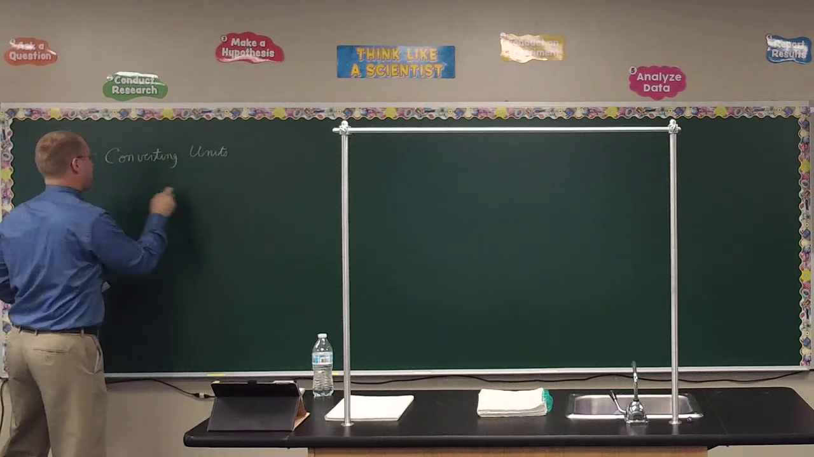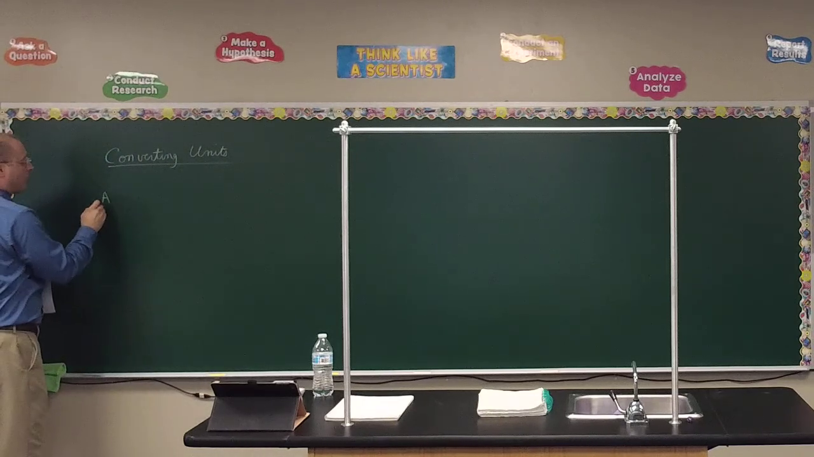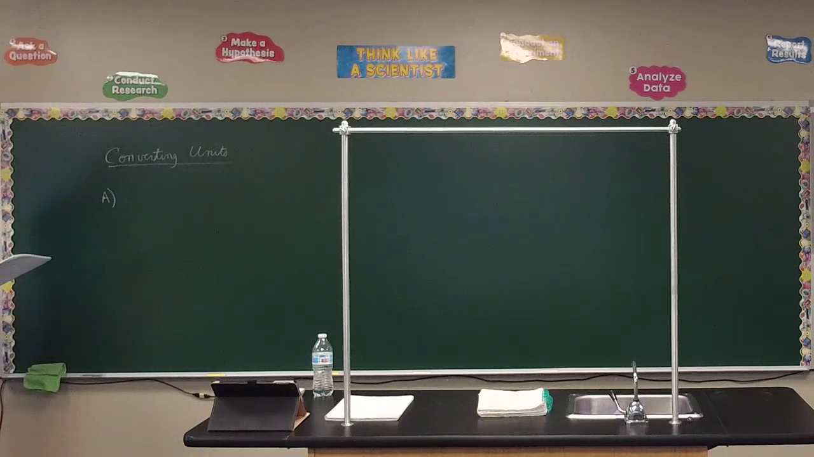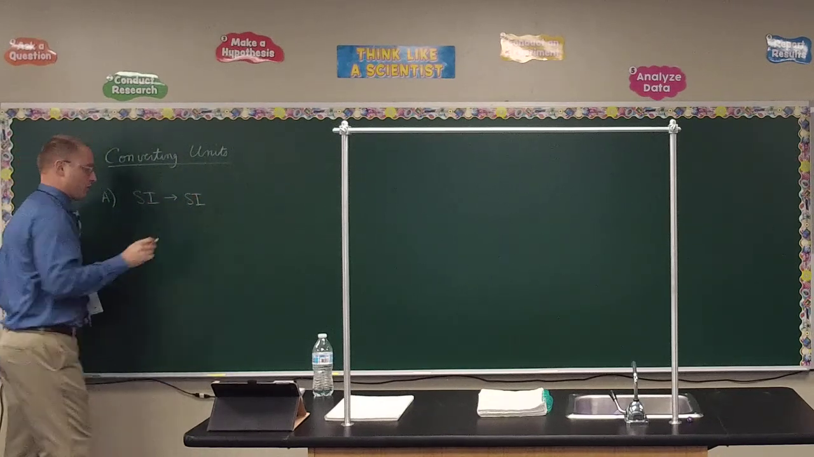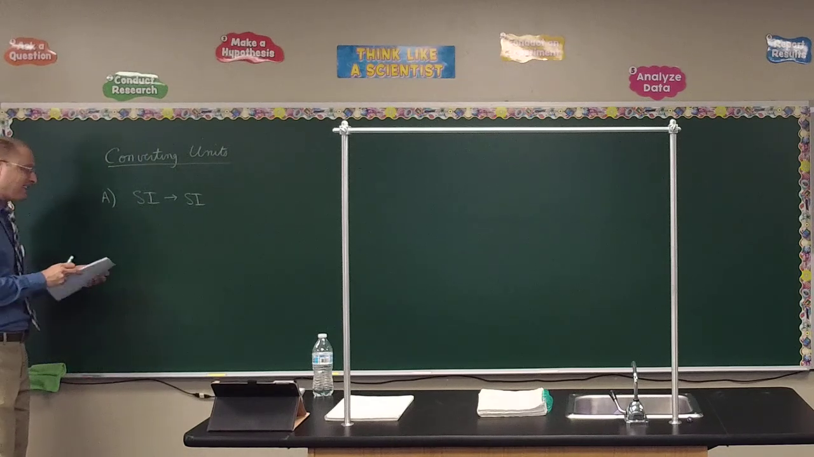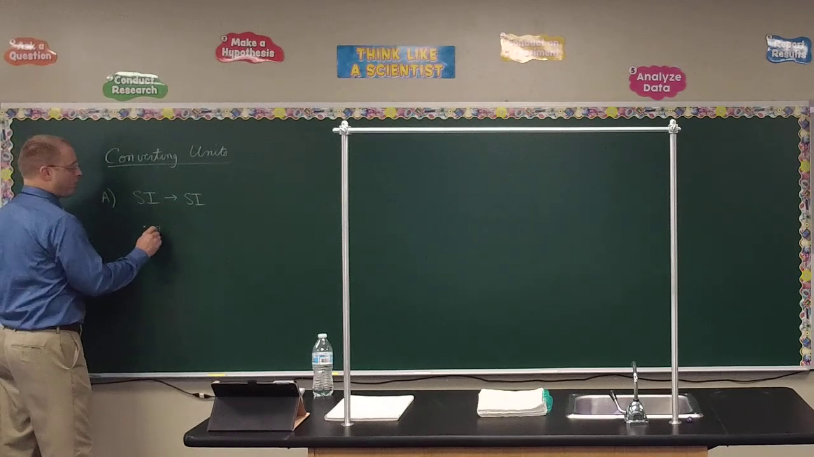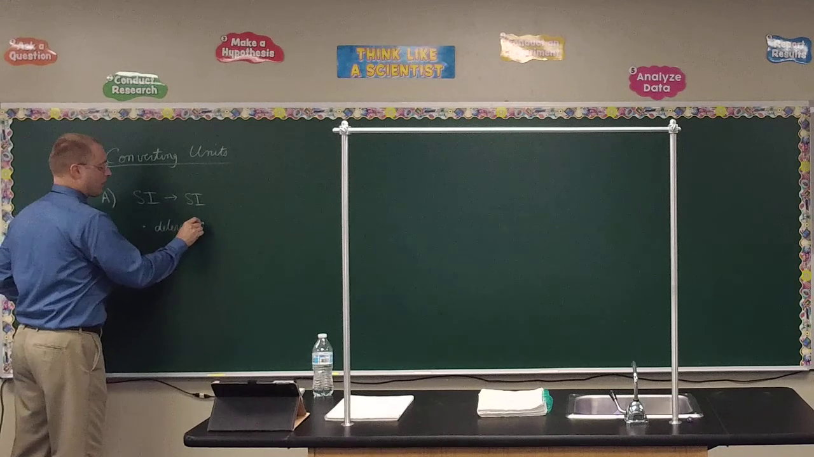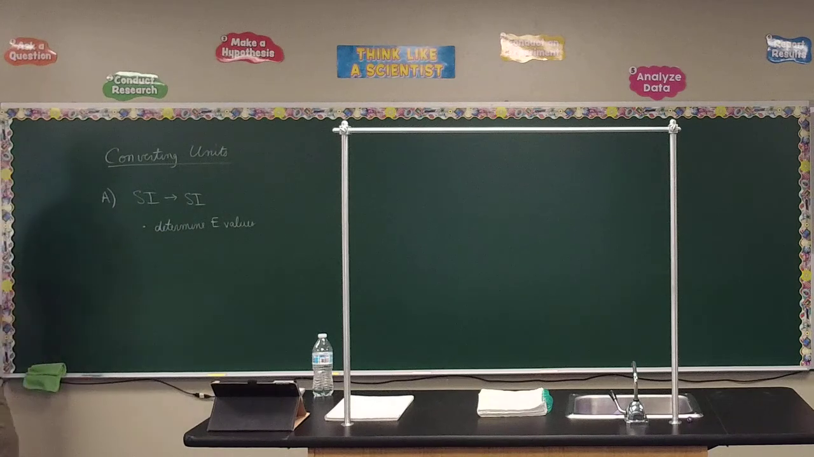Converting units. Now there's 3 different ways that we will convert units. Letter A, or number 1, however you keep track of it, is converting from something that's in the SI system to something else that's also in the SI system. We used to call this metric to metric, back when we were in junior high. We call it SI now that we're in science. The key here, first of all, step number 1 is to determine the E values of the unit you have and the unit you're converting into.